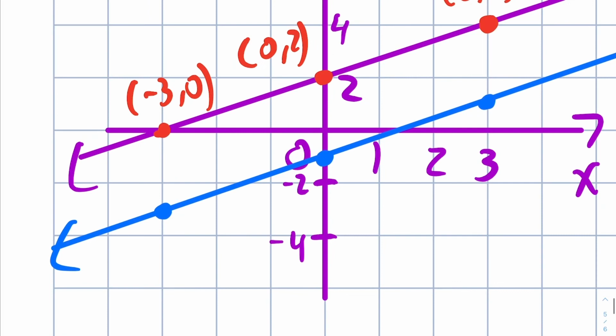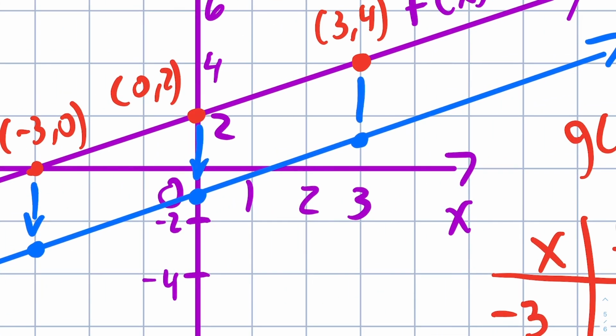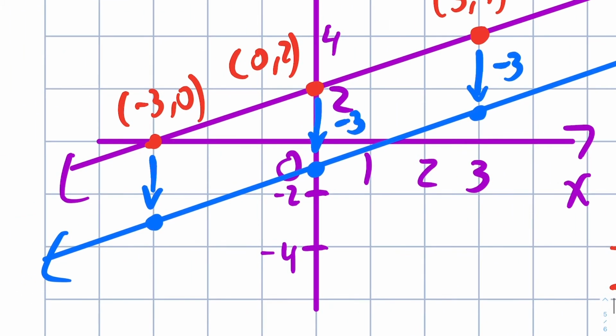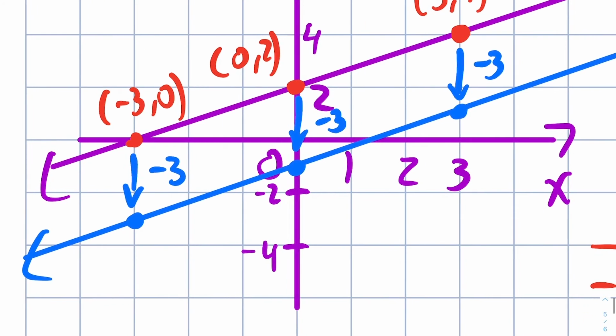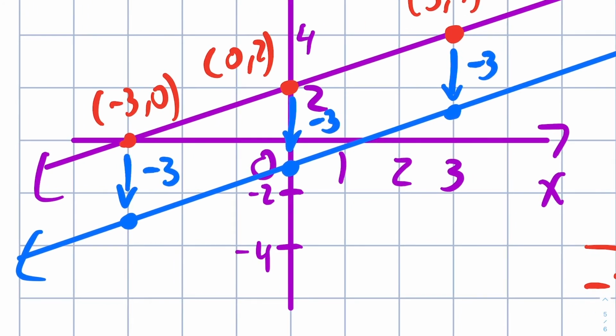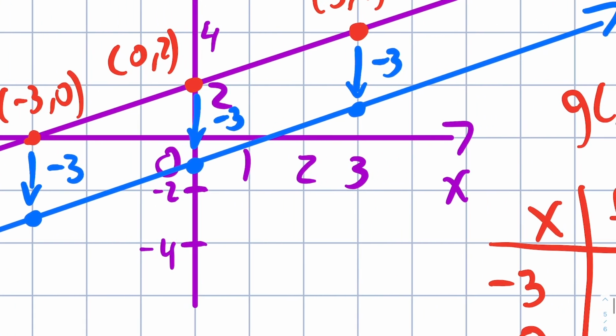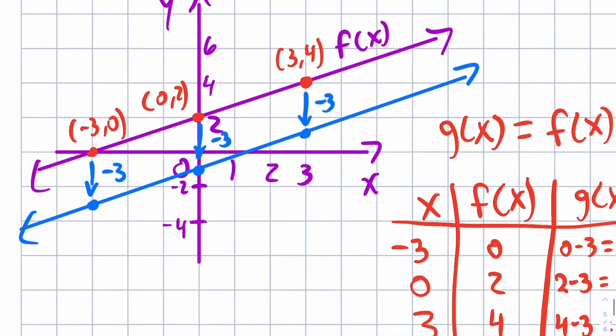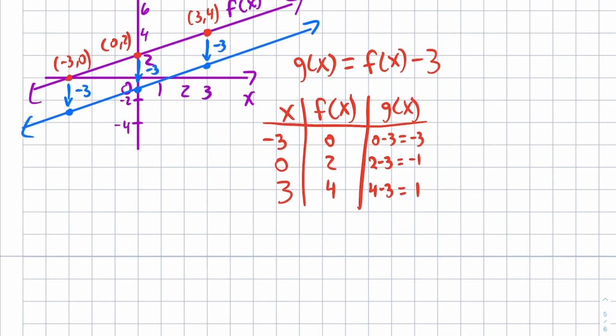All that happened was we took every single one of these numbers for x. I only picked the easy ones, but you could have picked any number that was on f, and we just subtracted 3. But we did that to the y. We didn't do it to x. We kept the x the same, but we changed the y by 3. So let's write that down.